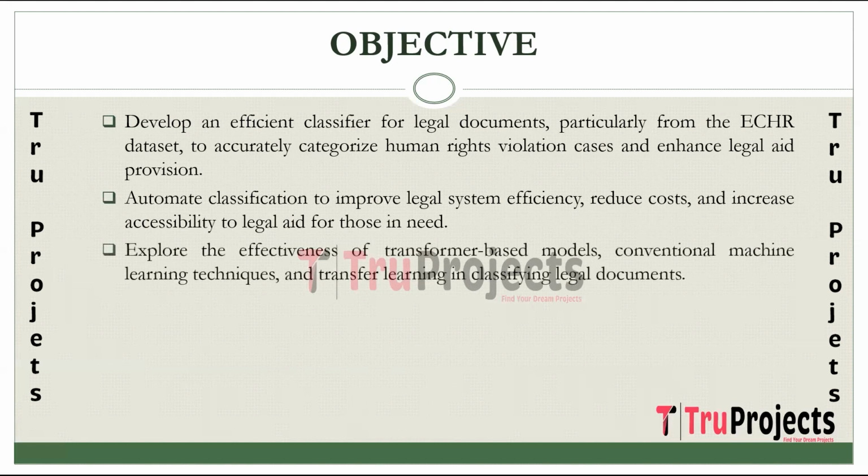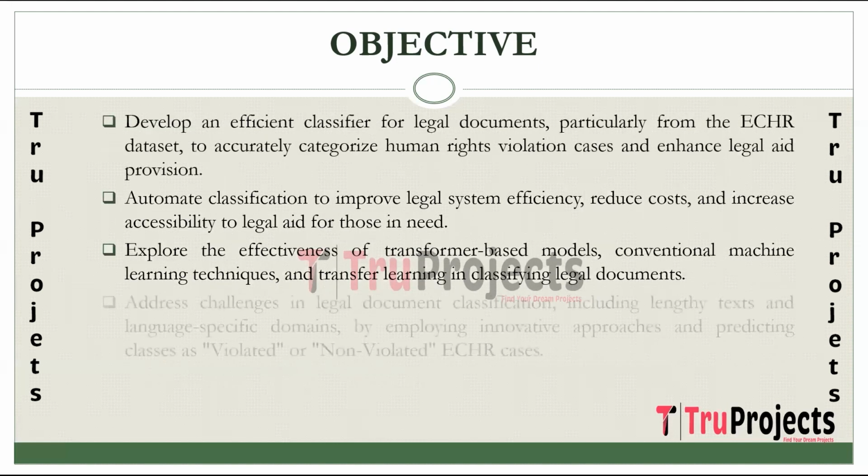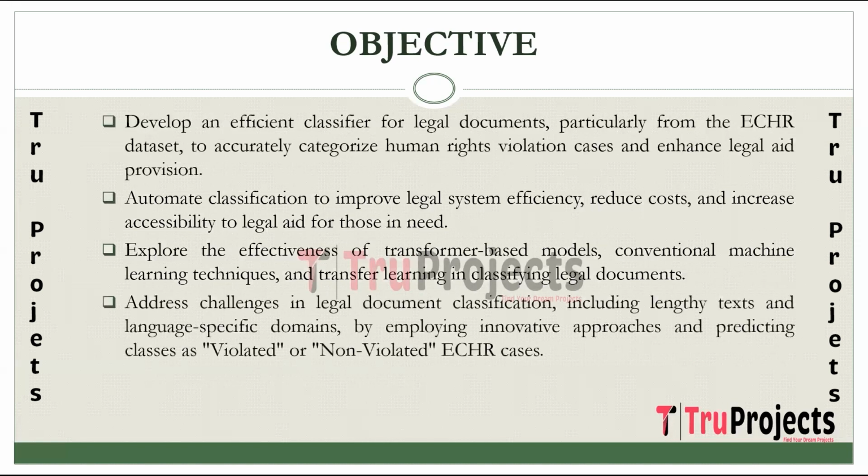The goal is to explore the effectiveness of transformer-based models such as BERT and XLNet, along with conventional machine learning techniques and transfer learning in classifying legal documents to identify the most suitable approach for this task. The objective is to address the challenges posed by lengthy text and language-specific domains in legal document classification by employing innovative approaches and predicting classes, where a European Court of Human Rights case is classified as a non-violated case or a violated case.